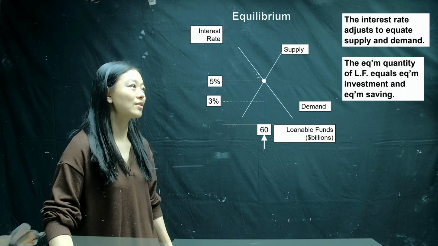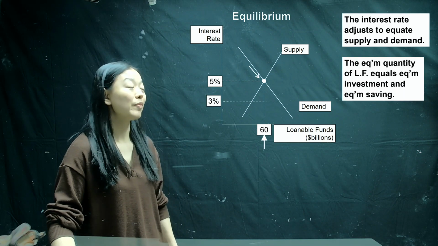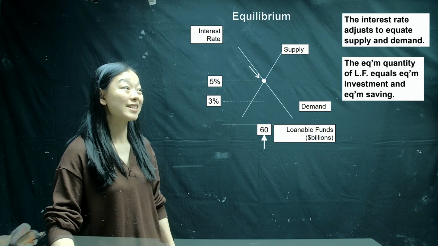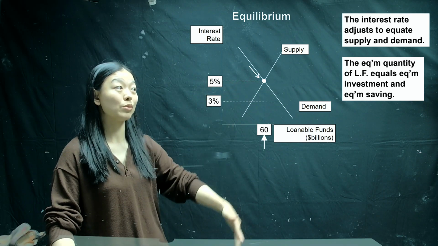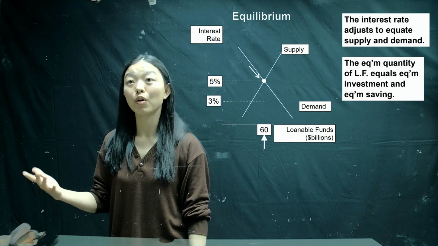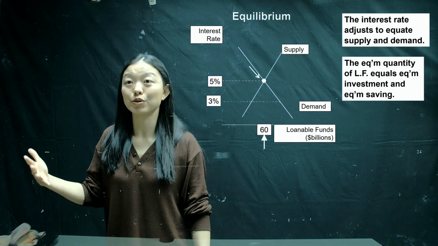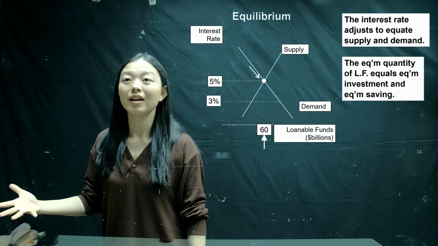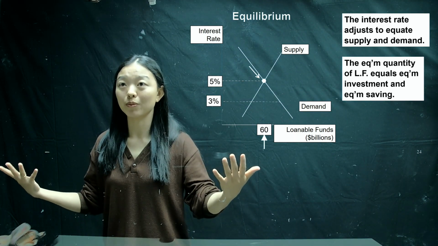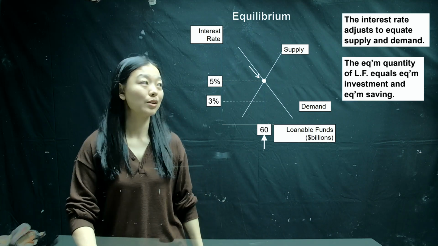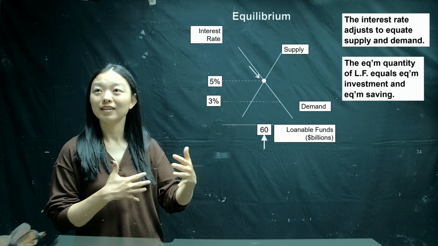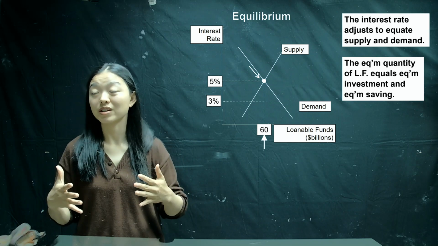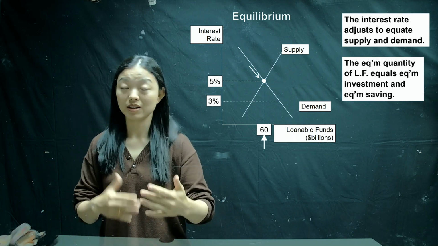Now let's look at something. If the interest rate decreases from 5% to 3%, then more people would like to borrow money, right? However, fewer funds will be available in the market. So the equilibrium interest rate can help the market adjust demand and supply.